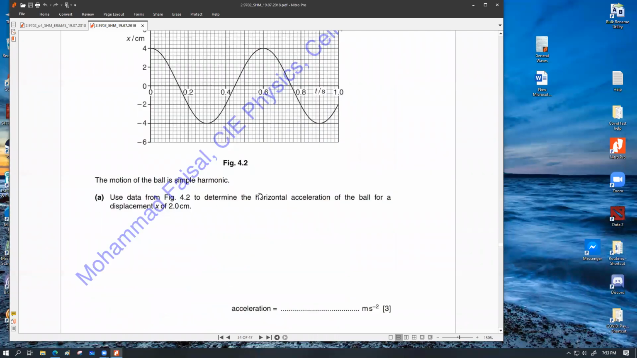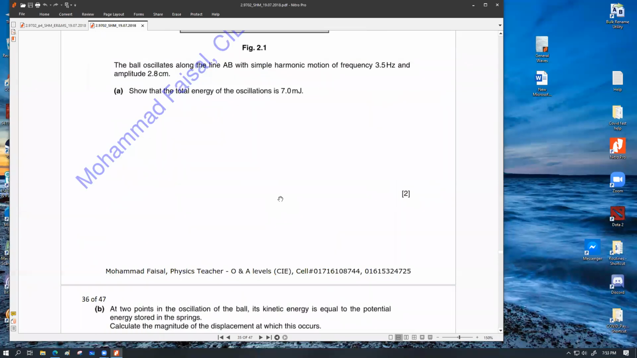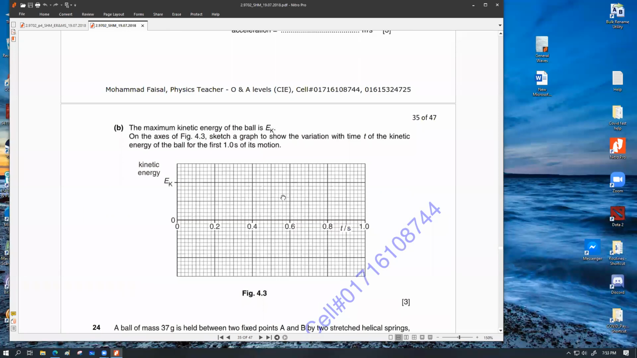So problem bolo. 23 তে কোনো problem? Anyone? 23. B তে 23B.